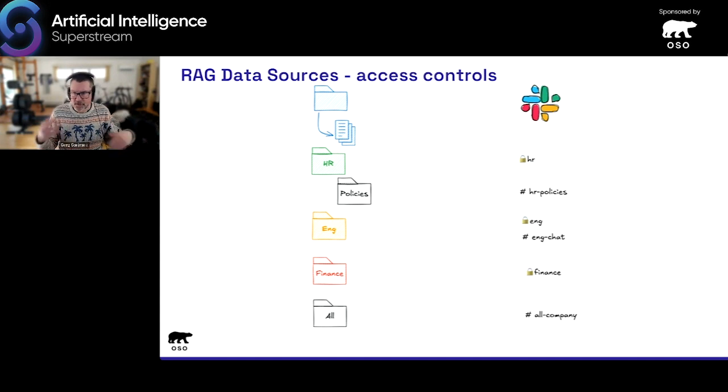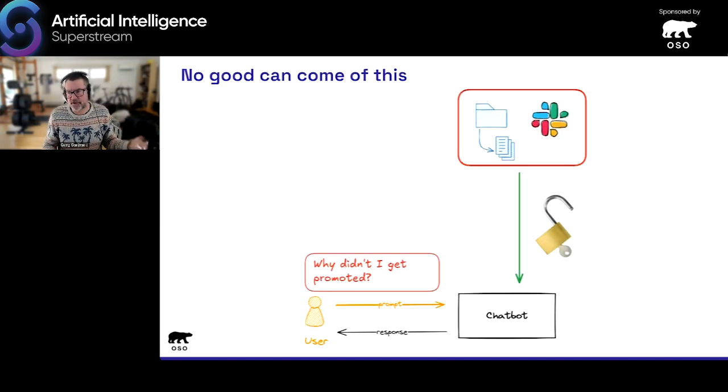If in the process of converting that source data into vector embeddings, the ETL process strips the access control and it's no longer available when you're doing similarity searches, now you get this situation where someone asks a question about getting promoted and all of this sensitive or embarrassing information gets leaked out.